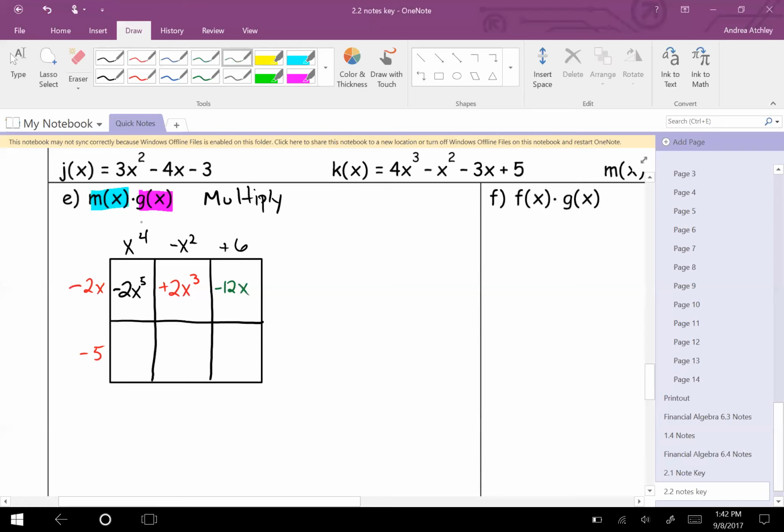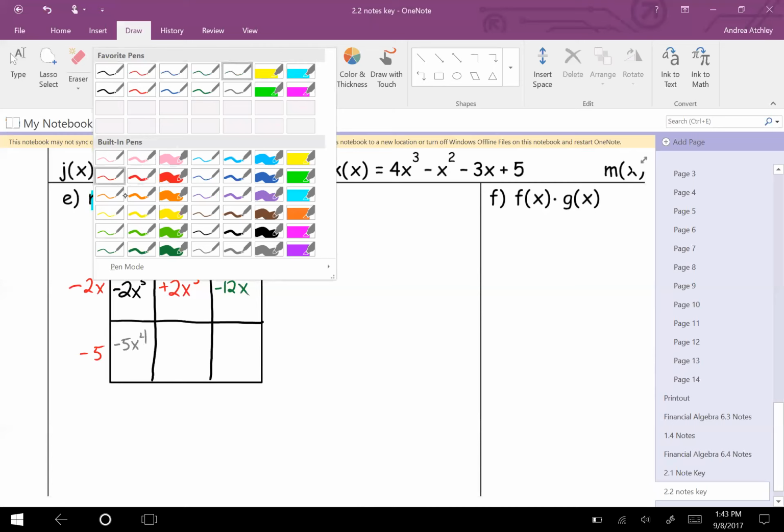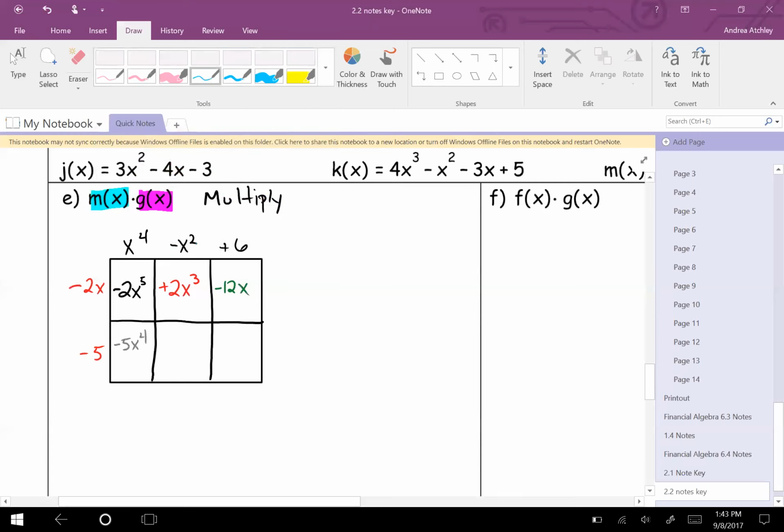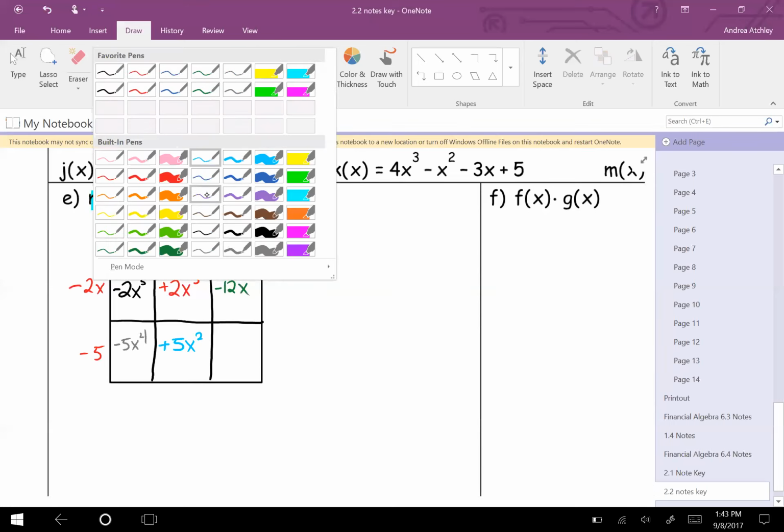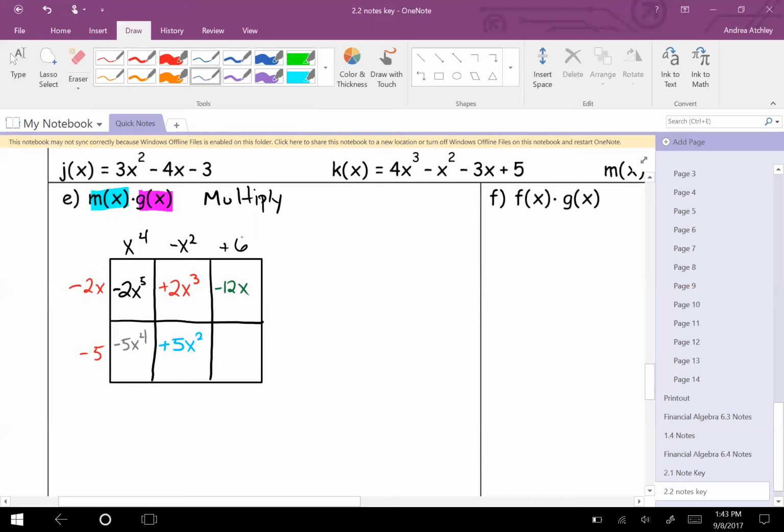Then we have x to the 4th times negative 5 is negative 5, x to the 4th. Then the negative x times a negative 5 makes that positive 5, and then x squared. And then the negative 5 and the 6 is a negative 30. Any questions over how I got that?